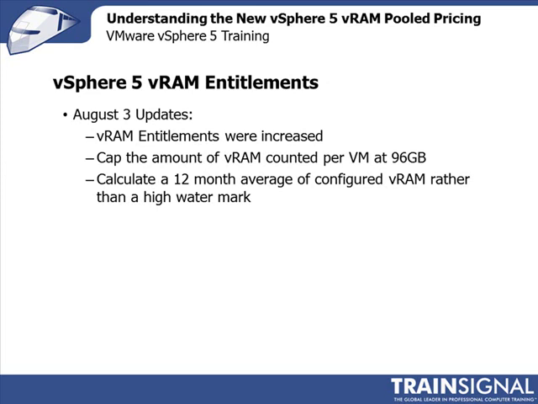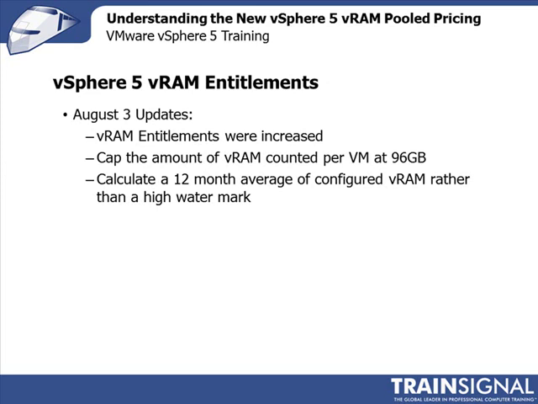So the cool thing that VMware announced on August 3rd as part of these revisions is that each virtual machine can use no more than 96 gigabytes of vRAM out of the vRAM pool. In other words, you could configure a virtual machine with 1 terabyte of vRAM, but it would only be consuming 96 gigabytes of the vRAM pool. So this is a great thing for people who are interested in virtualizing their Tier 1 applications. The third thing that VMware did is that they are calculating the vRAM pool usage based on a 12-month average of the configured RAM rather than a high watermark.